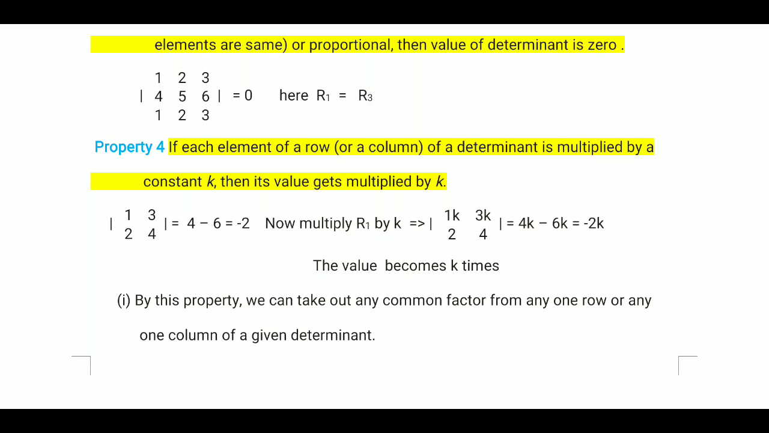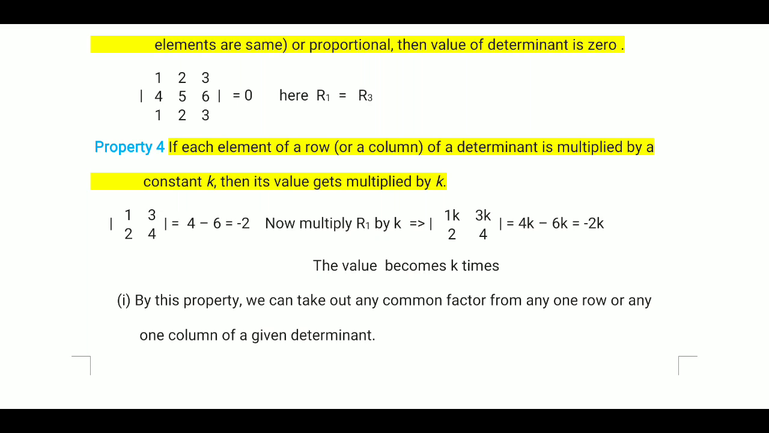Now property number 4: if each element of a row or a column of a determinant is multiplied by a constant k, then its value gets multiplied by k. It means if we have a determinant containing elements 1, 3, 2, 4, we get the value 4 minus 6, that is minus 2.